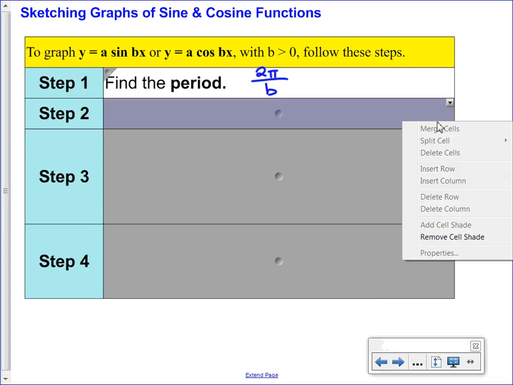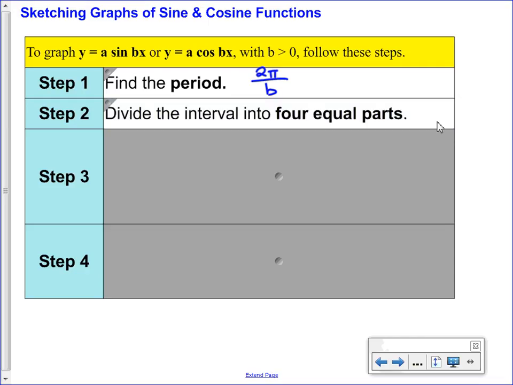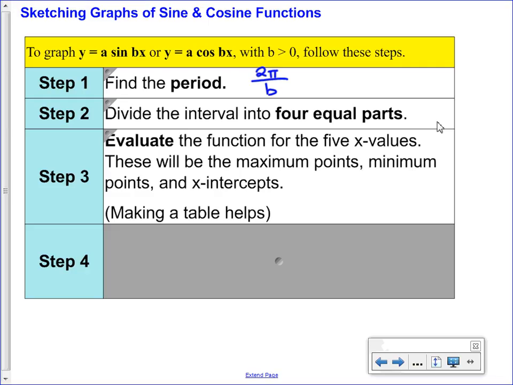Second step, divide it into 4 equal parts. In other words, use the big 5 method and do the halfway points between the two endpoints. After your 4 equal parts, go ahead and evaluate the x values. So if it's sine, it goes 0, 1, 0, negative 1, 0. If it's cosine, it goes 1, 0, negative 1, 0, 1. Making a table helps. You can abbreviate that as much as you wish.